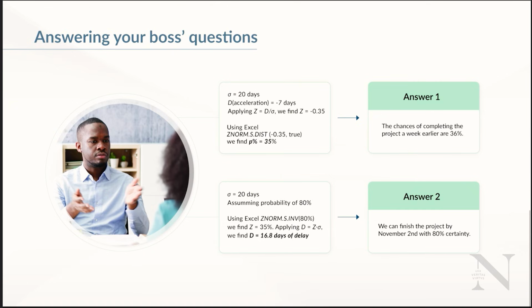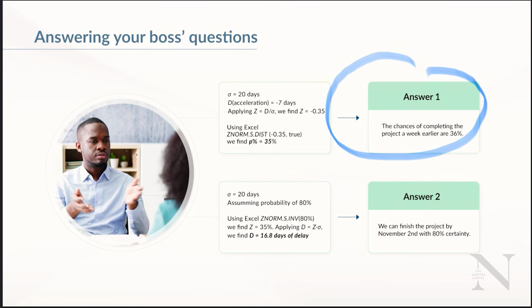Let's return to the questions from your boss. First question: what's the probability project finishes 7 days early? Since you already have calculated the standard deviation of the critical path, you can combine it with the 7-day acceleration to compute the probability. Your answer will be: we can finish 7 days earlier with 36% probability.